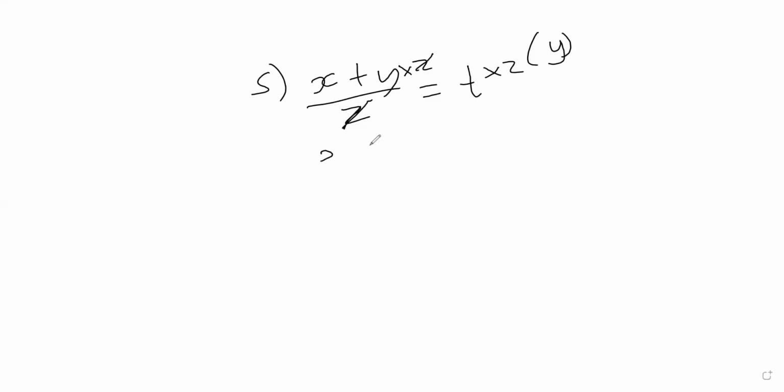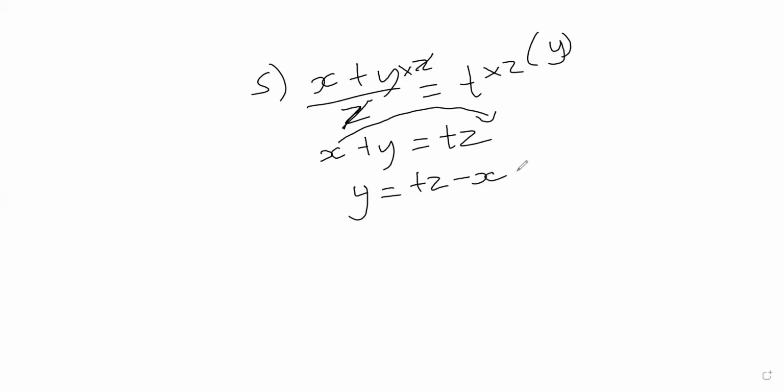And then you have your x plus y is equal to tz. So when it's like this, it becomes easy. We have our positive y, which means we need to move the x to the other side because we don't need it. By moving this x to the other side, it becomes a negative. And then here you are left with a positive y is equal to tz minus x. And then this becomes your final answer.